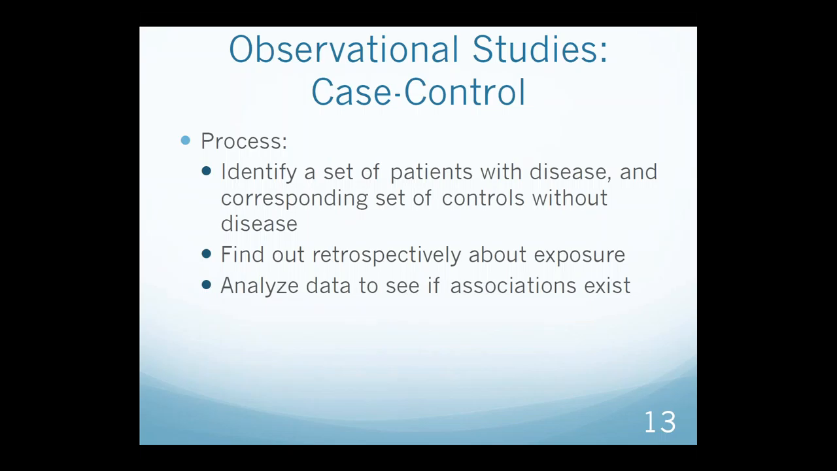Another type of observational studies is case control studies. So for case control studies, we identify a set of patients with disease and a corresponding set of controls without disease. And then we find out retrospectively about the exposure. So we can go back to our database here at Mount Sinai and collect patients who enrolled from 2000 to 2012. And this is a case control study. This is an observational study. And then we will analyze the data to see if there is any association.